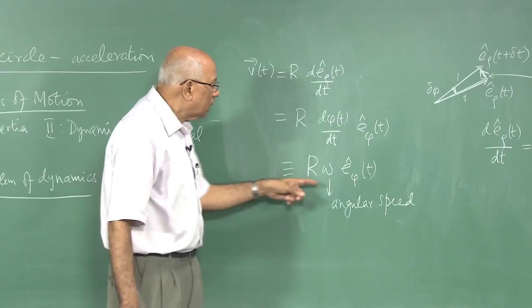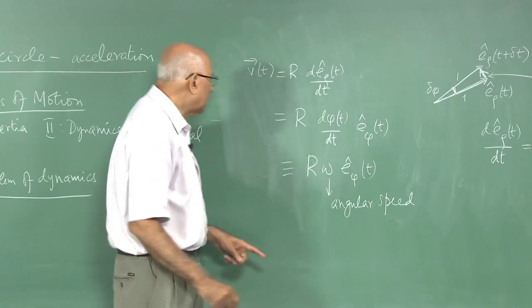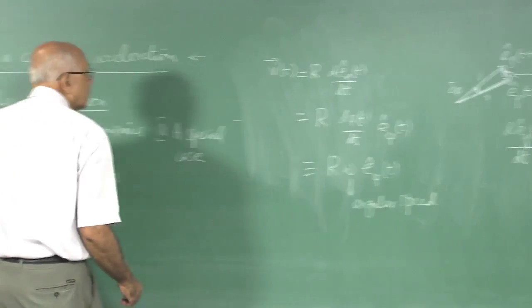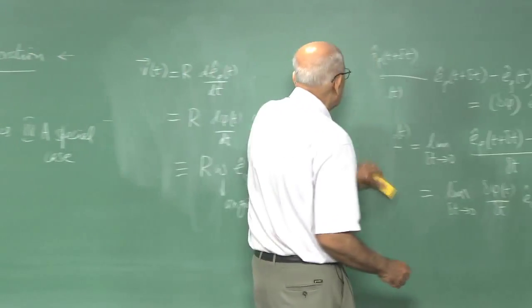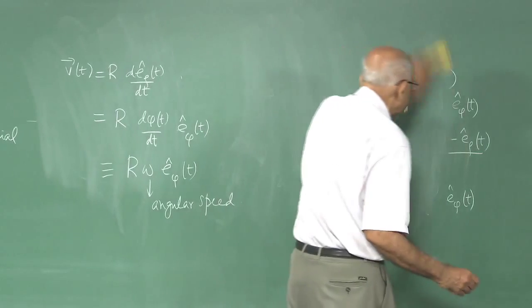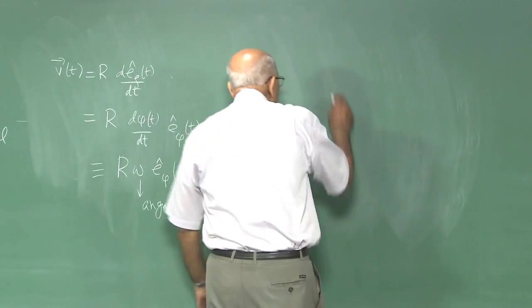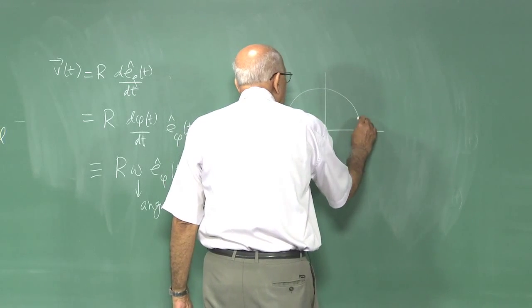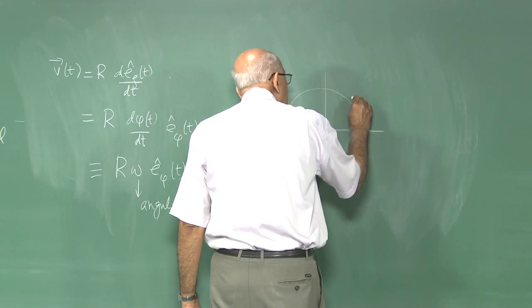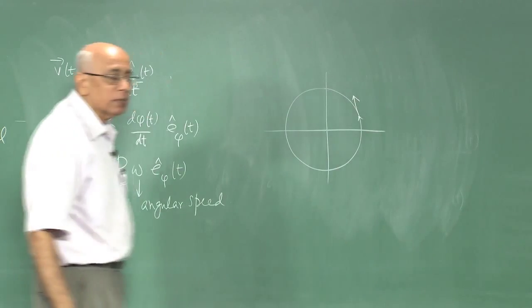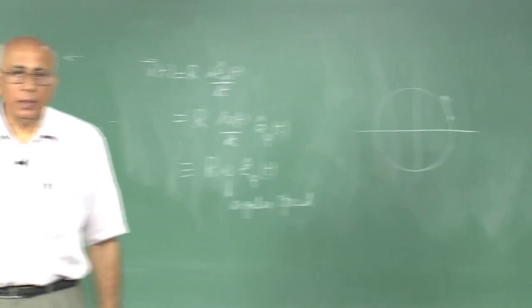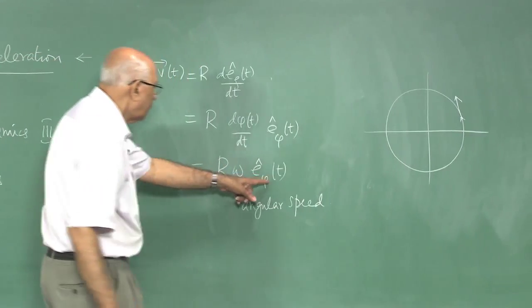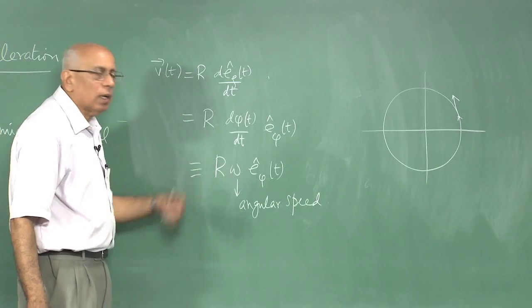V of t is always tangential. That is obvious because when you move in a circle, it is clear that the instantaneous velocity is always tangential to the path of the particle. So again, there is the path of the particle, and at any instant of time the instantaneous velocity is tangential along E phi at any instant of time. That is indeed what has happened, and the magnitude is proportional to r omega.